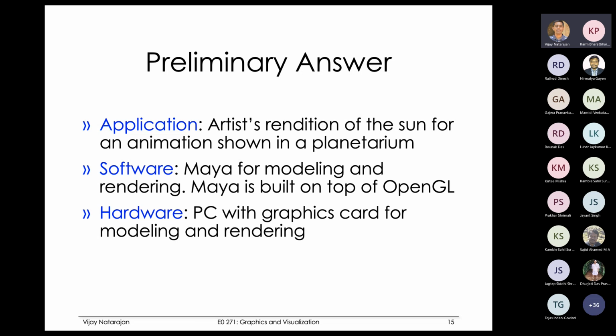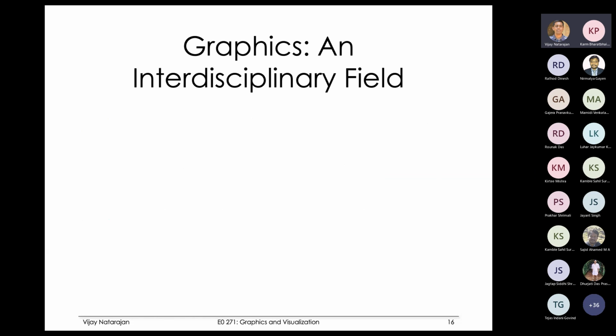Maya was used for both modeling and rendering this particular model of the sun. Okay, but that's a very high level answer. So what is really graphics? Graphics is highly interdisciplinary, as we will see in the introductory lectures next week.